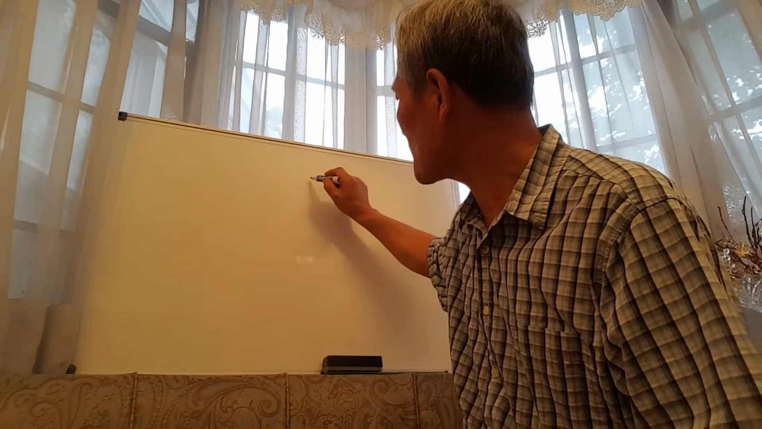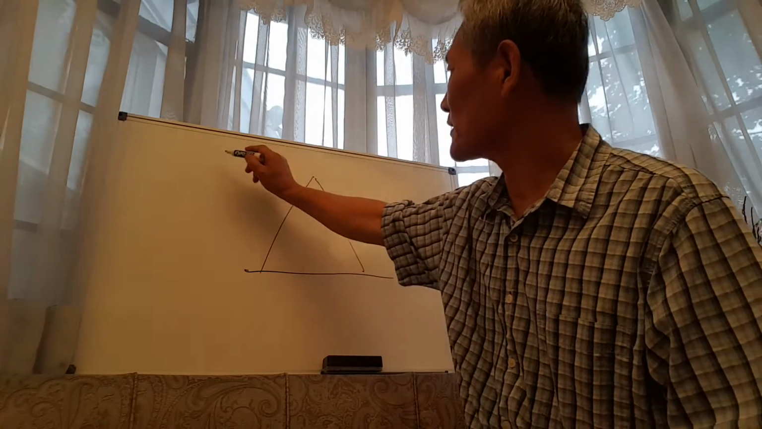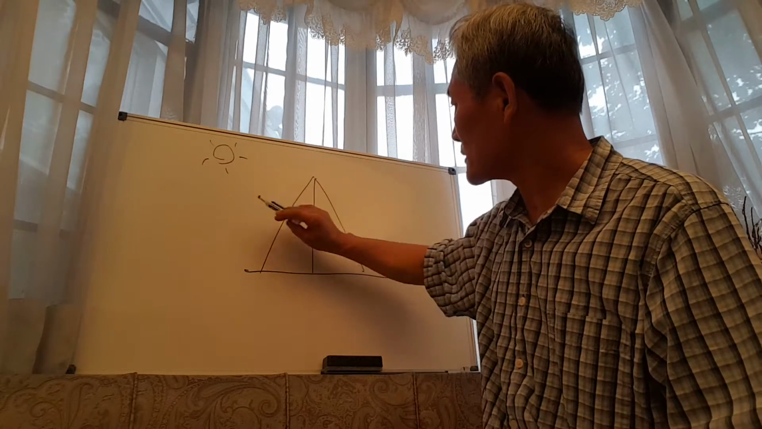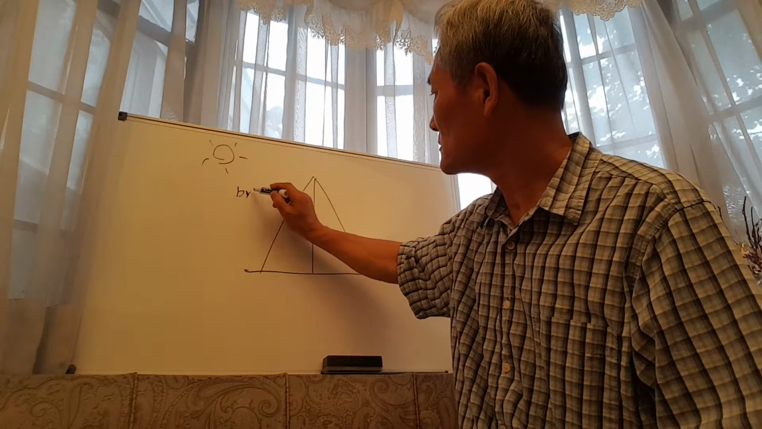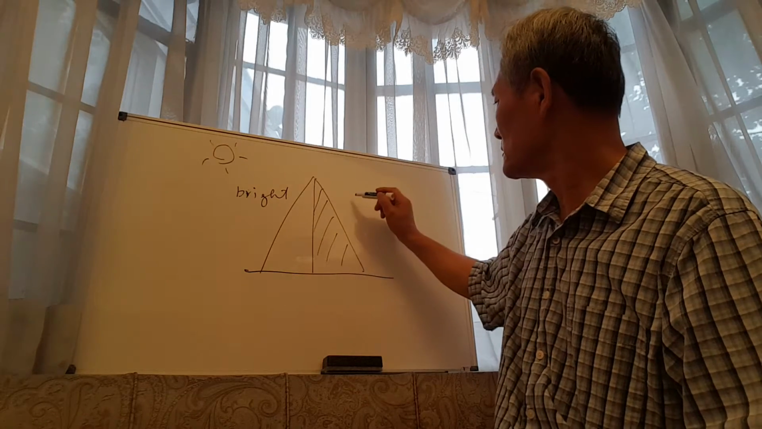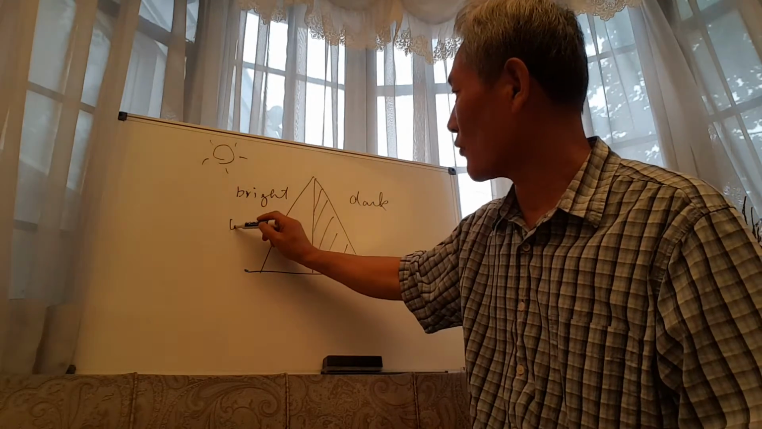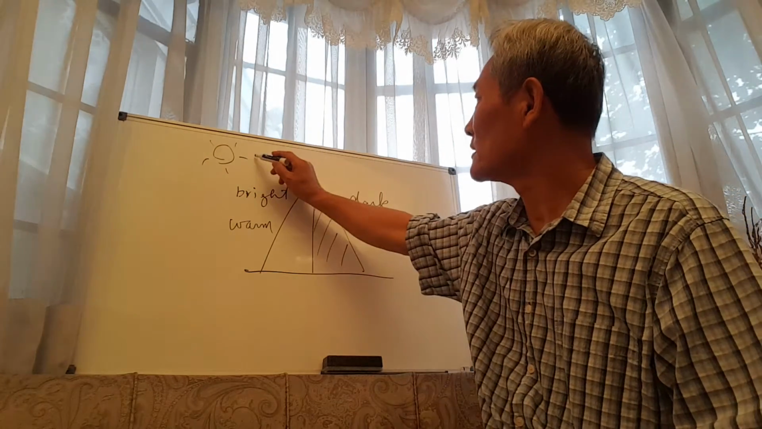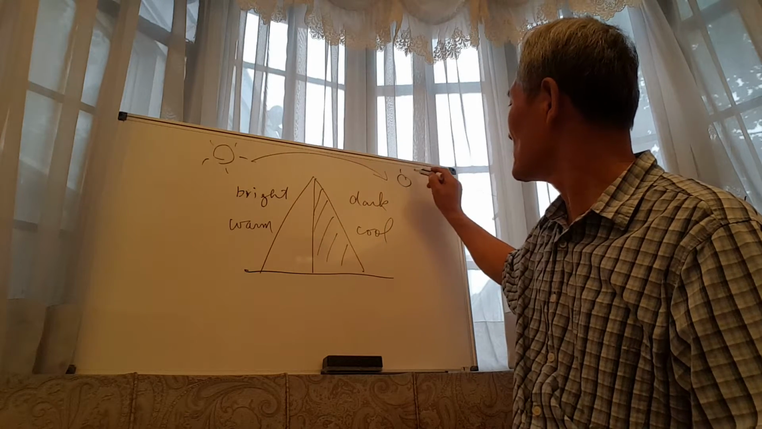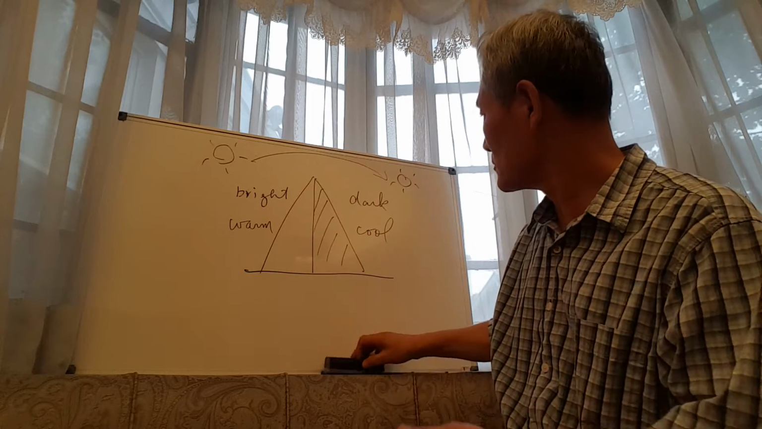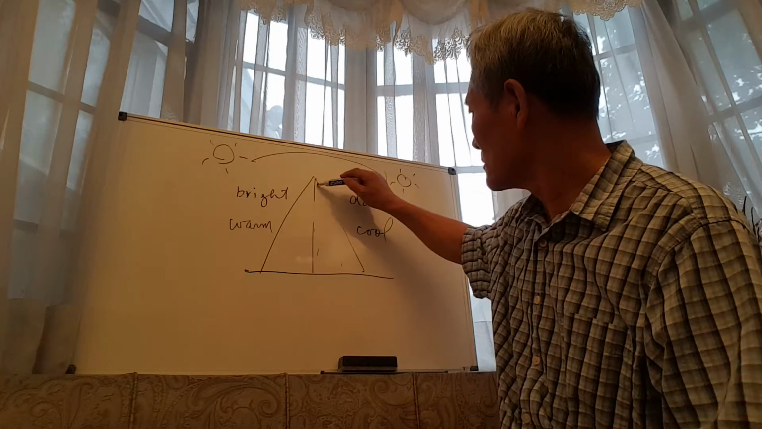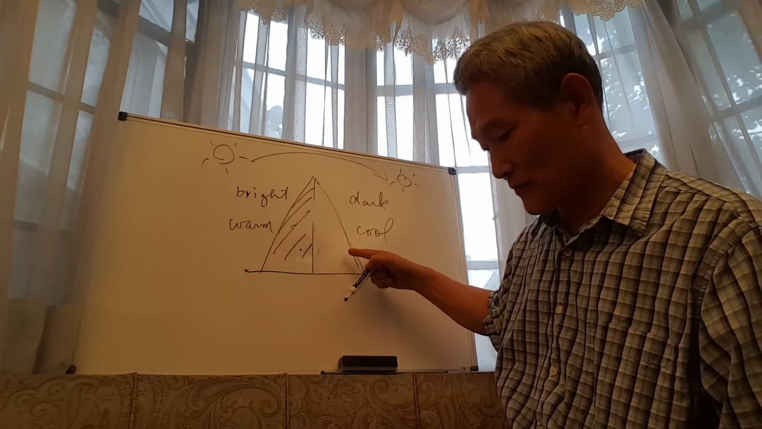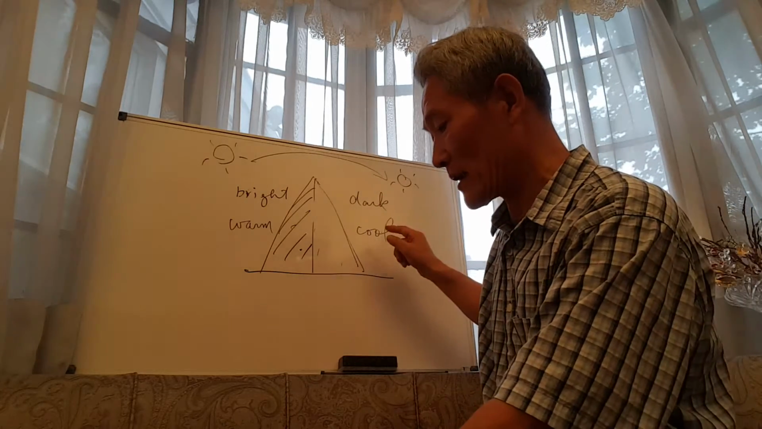Now, here is the mountain, and here is the sun. Then what they found out, this side is bright, and this side is dark. This side is warm, and this side is cool. Now when time passed, the sun moved to here, then this is the opposite way. This becomes dark and cool, and this side bright and warm. This one changes every single day like this.